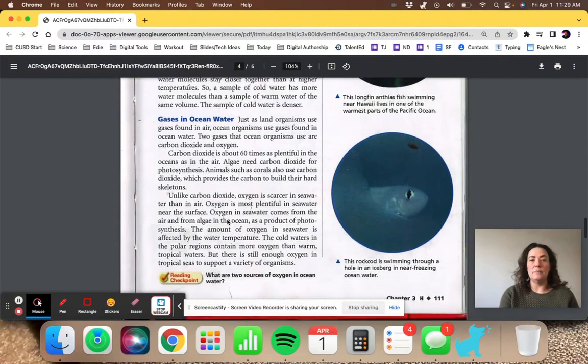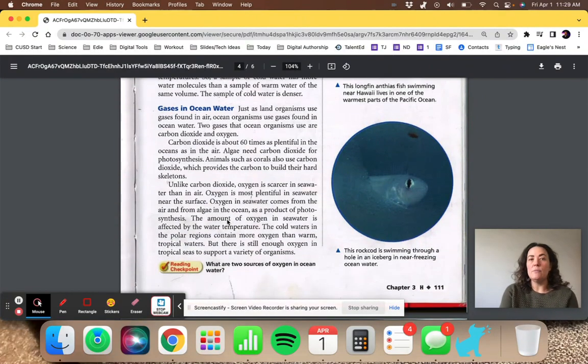Gases in ocean water. Just as land organisms use gases found in air, ocean organisms use gases found in ocean water. And believe it or not, there are gases in the ocean water. You might not think of it. They are dissolved gases. Two gases that ocean organisms use are carbon dioxide and oxygen. There's carbon dioxide and oxygen dissolved in the ocean water. Carbon dioxide is about 60 times as plentiful in the ocean as it is in the air.